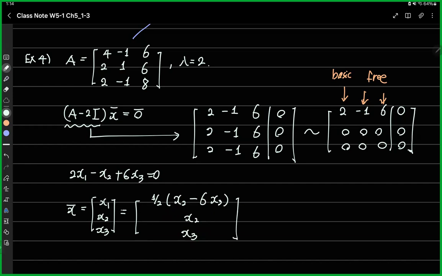You see? So that is equal to x2 times the vector 1/2, 1, 0, and then plus x3 times the vector -3, 0, 1.